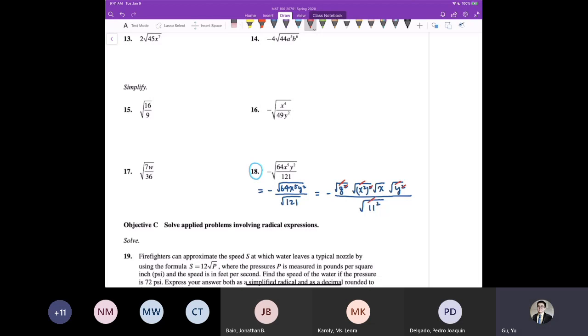For the bottom, you also do the same thing. And then we write down what's left. Do not forget the negative sign. It's outside, so you always need that negative sign.